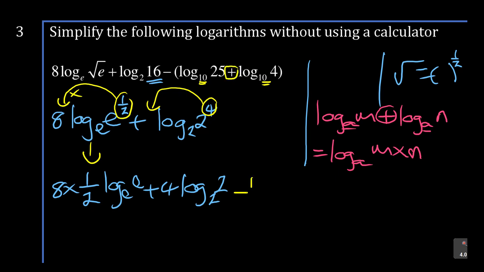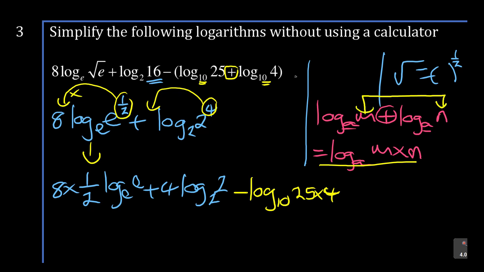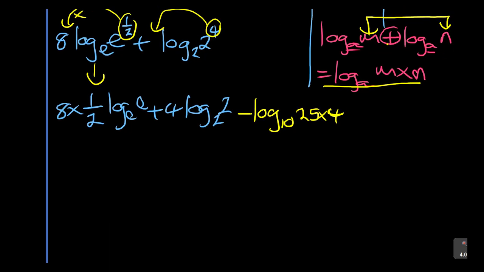So it will be log. You write the base, base 10, we are here now, base A, and then M times N, 25 times 4. You see? Here we multiplied M, we multiplied N. Here you multiply 25. You multiply 4. There is a plus. Okay. You understand what we're doing? And then we continue. We continue with this guy.